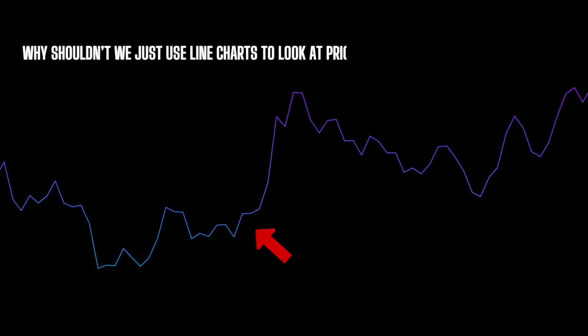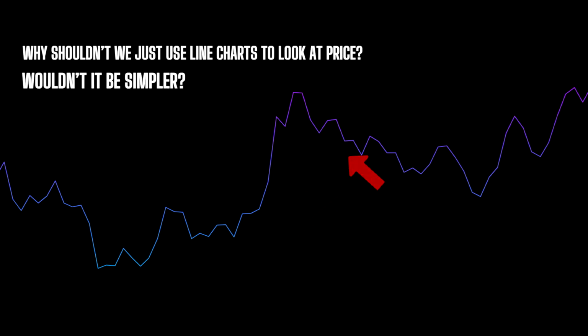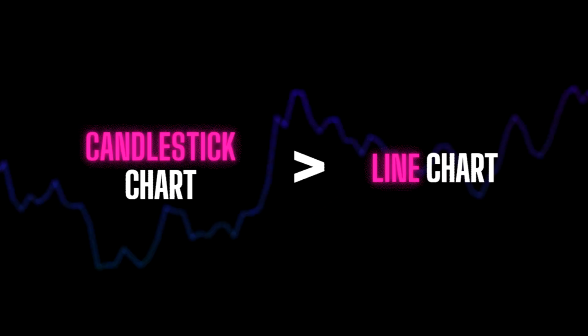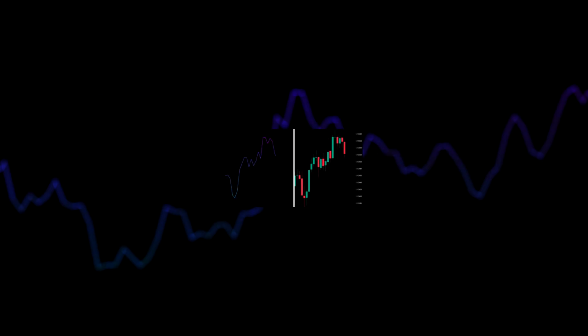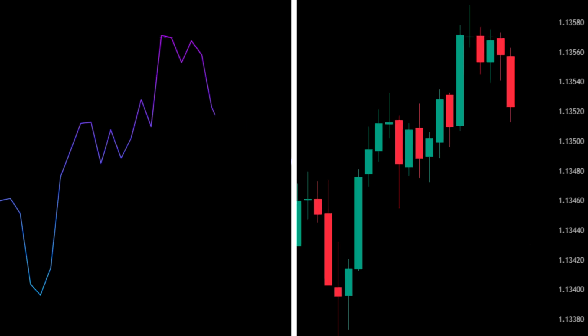A common question I hear from beginner traders is, why shouldn't we just use line charts to look at price? Wouldn't it be simpler? The answer is that candlestick charts actually give us significantly more information about the market compared to a line chart, and let me show you an example. So let's use this EUR/USD pair as an example. On the left we have the line chart, and on the right we're using the candlestick chart.